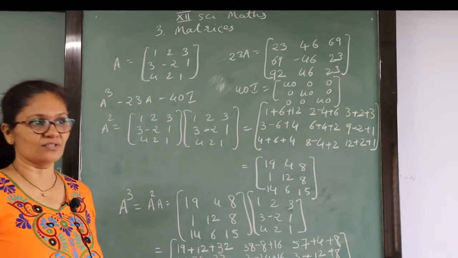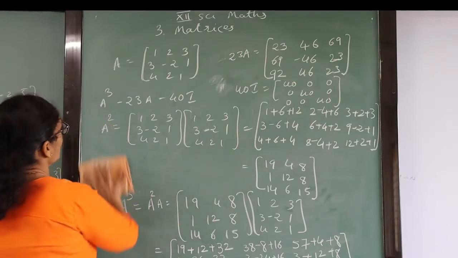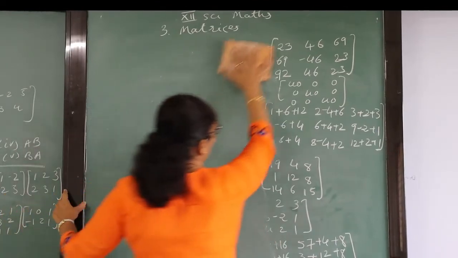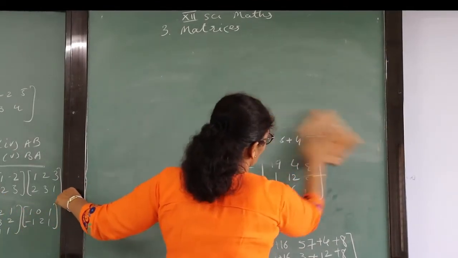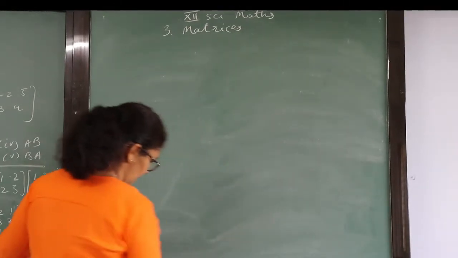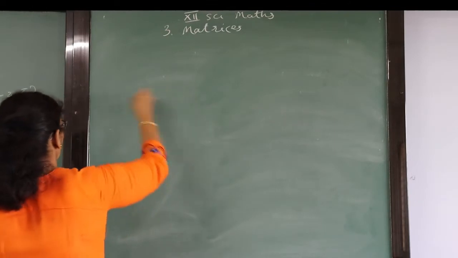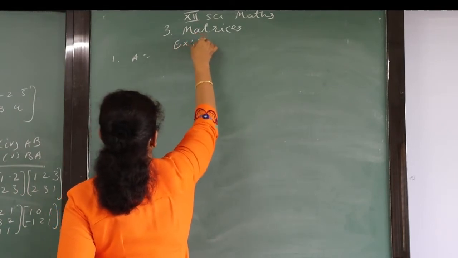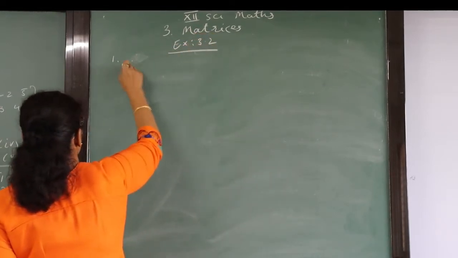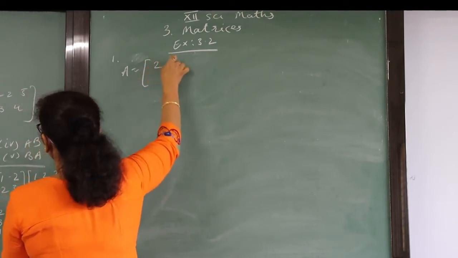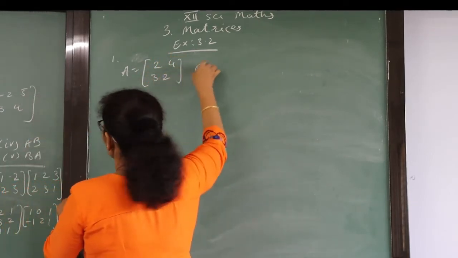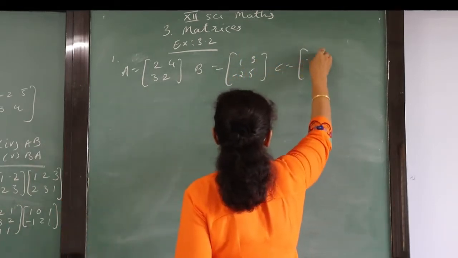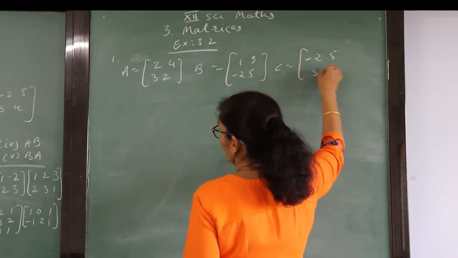Now we can start exercise 3.2. In the first two questions of exercise 3.2, simple addition, subtraction, multiplication with a scalar and such basic things are given. So let's discuss it once and then we will move on to multiplication. In the first question, you are given 3 matrices. Matrix A is 2 4 3 2, matrix B will be 1 3 minus 2 5 and matrix C will be minus 2 5 then 3 and 4.